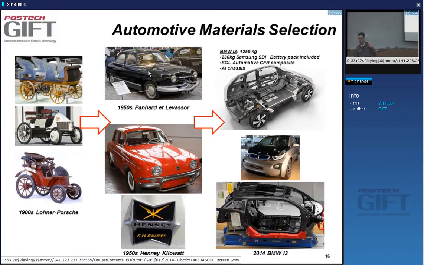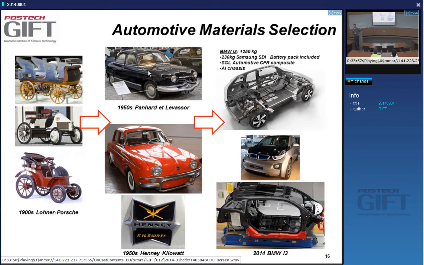In the 50s also, there were companies, startups, making electrical vehicles. This, for instance, this car called the Henney Kilowatt, yes. They made very few of them because nobody bought them, yes? But electrical cars, non-steel vehicles, they've always been around as alternatives.